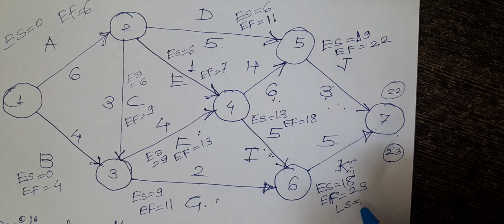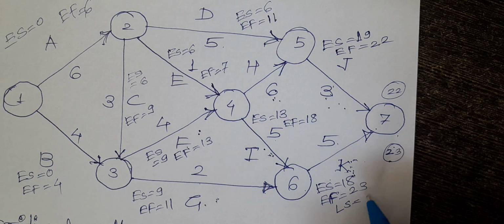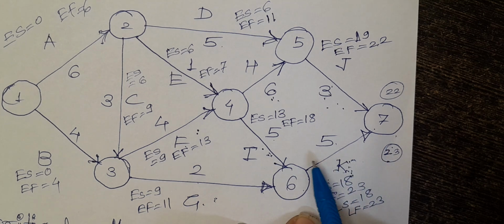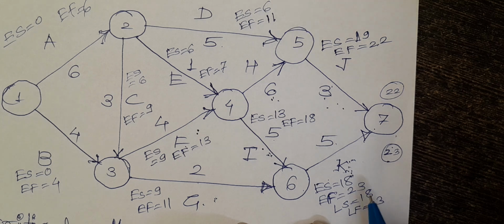Now we have to find the latest start and latest finish. For the critical activities, the latest start and latest finish are the same as the earliest, because this is a critical path, and on this critical path we have to move from right to left. So we have calculated the latest start and latest finish. Now we have to calculate for activity J.